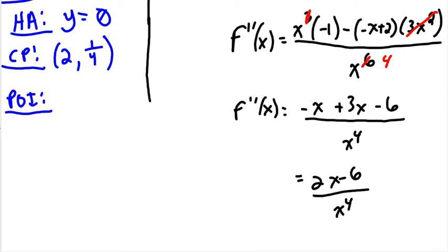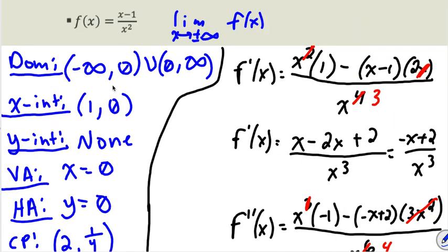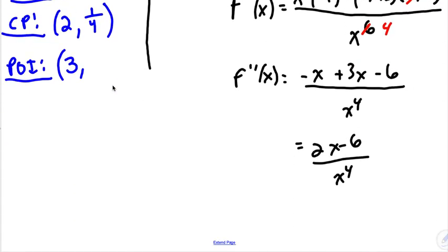So what makes that 0? That's our point of inflection. That's the x-coordinate of our point of inflection, is whatever makes this 0. So that's a 3. Plug that into the original function. 3 minus 1 is 2, over 3 squared is 9, so 2 over 9 is our point of inflection.